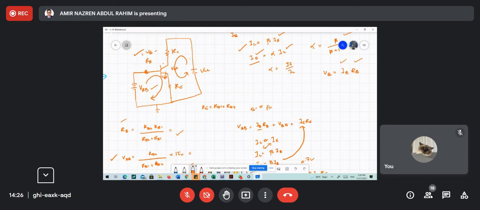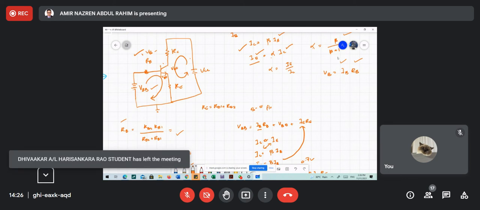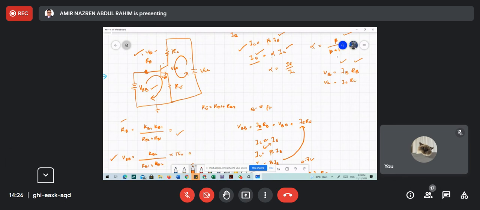Okay. Then we need to find VC. VC equal to IC RC. Later we need to find VE, which is IE RE. Then if you want to find VCE, it equals VC minus VE. So all data we can find by using this flow.